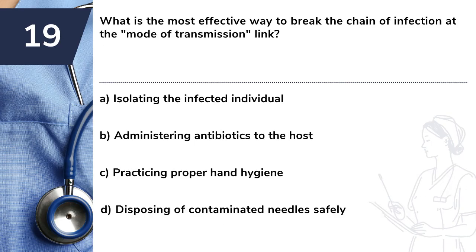Question 19. What is the most effective way to break the chain of infection at the mode of transmission link? A. Isolating the infected individual. B. Administering antibiotics to the host. C. Practicing proper hand hygiene. D. Disposing of contaminated needles safely.